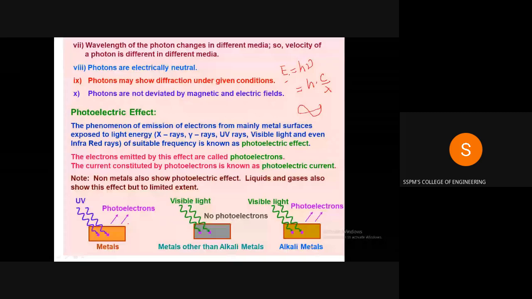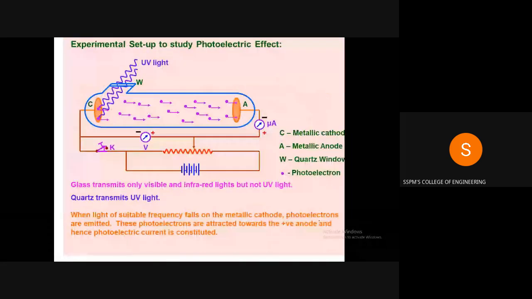Radiations having frequency above the threshold frequency, when interacting with alkali metals, then the photoelectric effect is observed. Okay, so this is the experimental setup to study the photoelectric effect. What does it consist of?